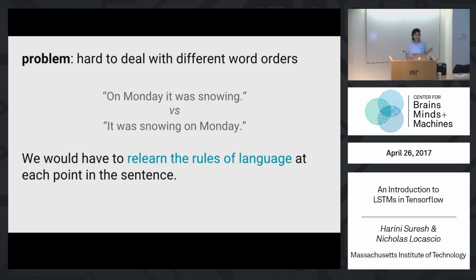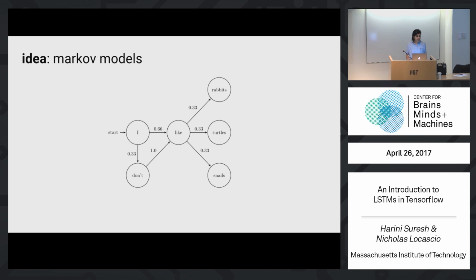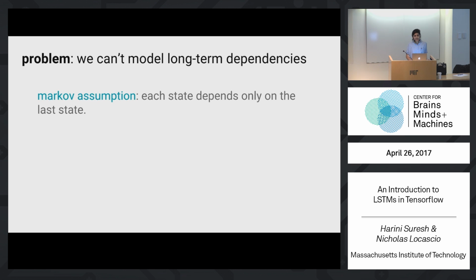Okay, so we want to deal with this problem, and something we might turn to is a Markov model. In this case, we don't have to relearn anything because we have a set of rules, a set of states, and a set of transitions. So here we know that no matter where the word "I" appears in this model, there's a 0.66 chance that it's likely to be followed by the word "like." So whether this appears at the beginning of the sentence or the end, we have these rules encoded in the Markov model. The limitation with this, however, is that we're assuming that each state depends on the previous state, or a finite set of previous states, which is also quite limiting.